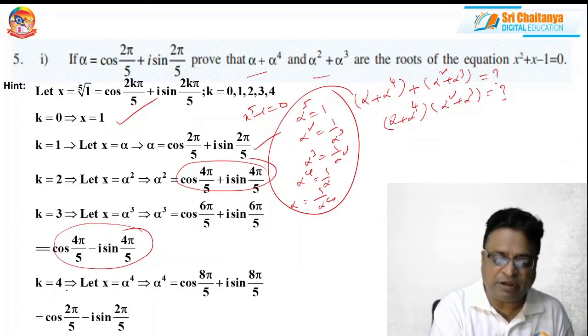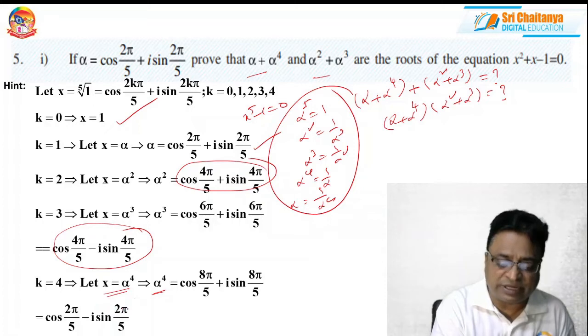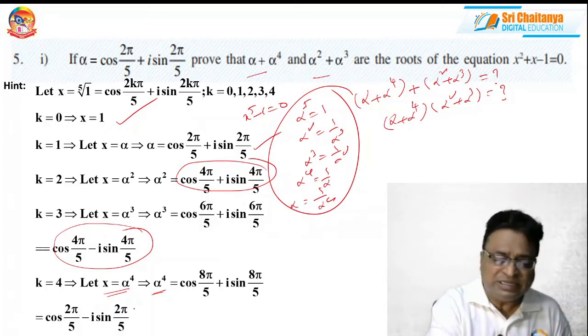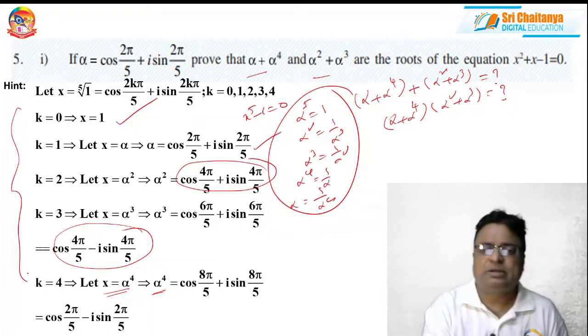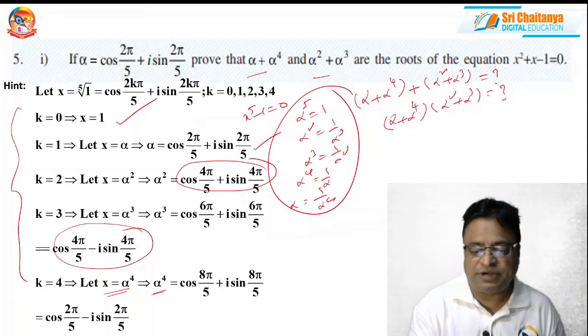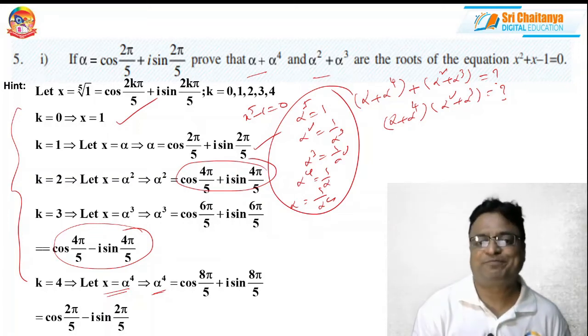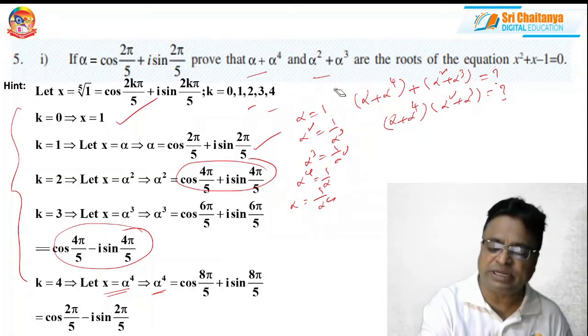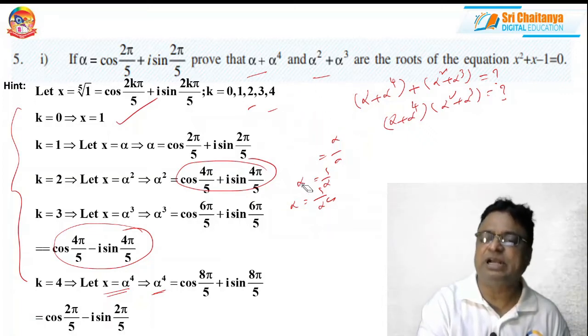Similarly for k equal to 4, my root is x equal to alpha power 4. That alpha power 4 I can write as cos 2 pi by 5 minus i sin 2 pi by 5. This is the golden step whenever we solve something with the help of nth roots of unity, because they are all reciprocal equations, and based on that we get this kind of relations.